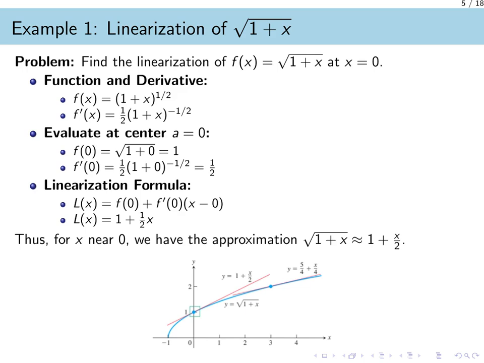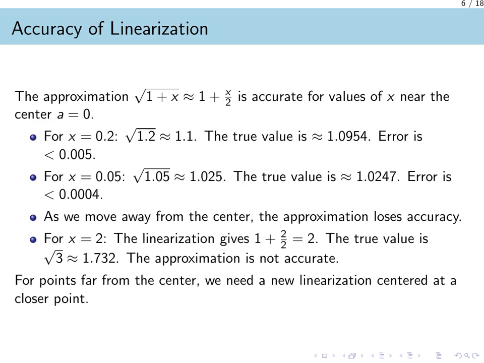Now we can assemble the linearization L of x, which equals f of 0 plus f prime of 0 times x. Plugging in our values gives us the final result. L of x equals 1 plus 1/2 times x. This simple line serves as a very good approximation for our original square root function, as long as x remains close to 0. The usefulness of a linear approximation depends entirely on how close we are to its center point.